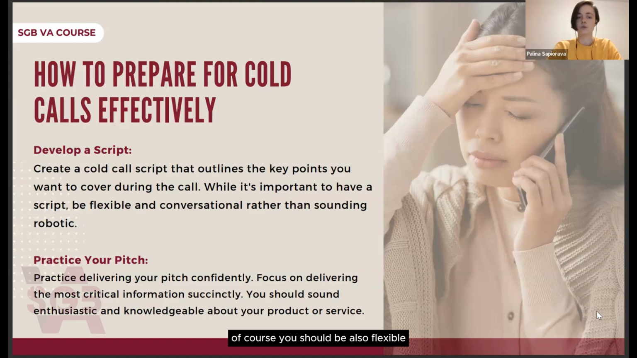Of course, you should also be flexible and conversational, and you should be able to quickly adapt to the recipient of your call. But again, a script can help you not to forget something important. Practice your pitch. So practice delivering your pitch confidently. You should make a person become interested in what you're saying. And of course, you should attract their attention.